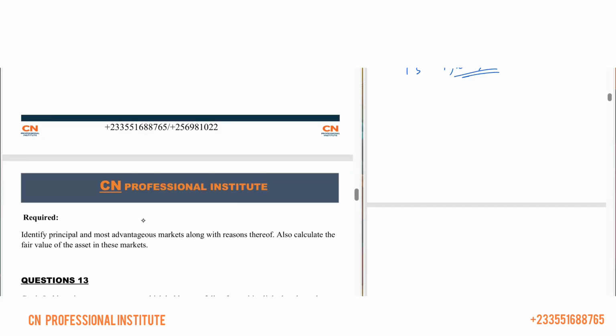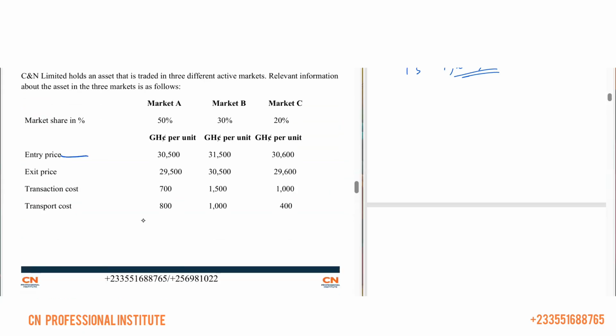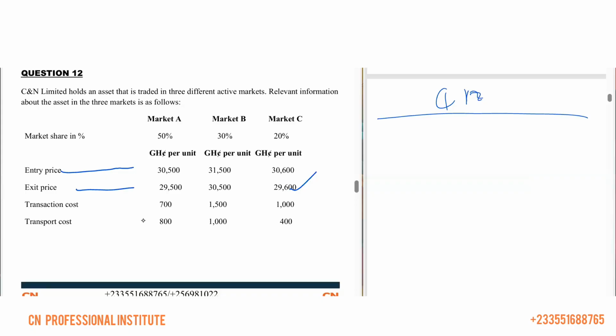Now, with this question, we have the entry price and the exit price. I told you the one that we use in calculating the fair value. We said we use the exit price in calculating the fair value. Don't forget that. We've also learned that to determine fair value, we always use the principal market. It's when there's no principal market that we use the most advantageous market.